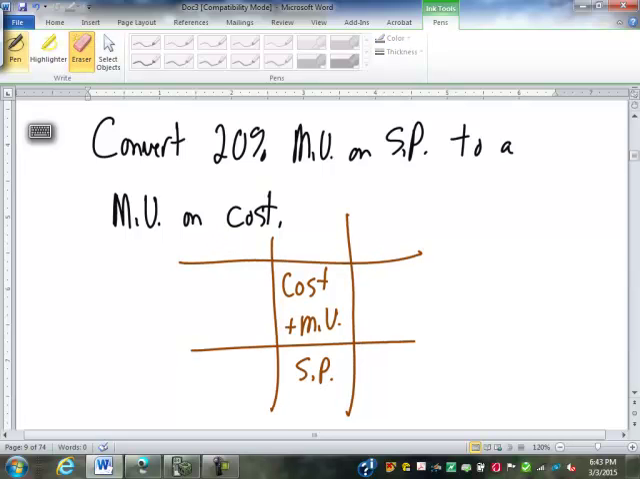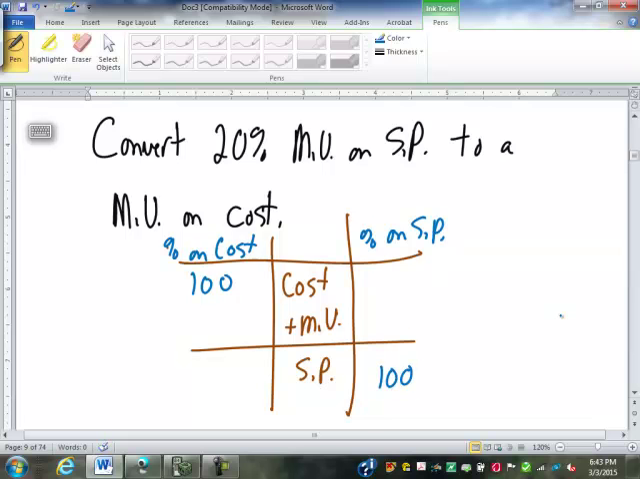And again, we're not going to be just percent in dollars. Over here, this is going to be percent on cost, and I'm just going to put the 100% in there right now. Over here, it's going to be percent on selling price, and I'm going to put the 100% in there right now. Everybody with me so far?